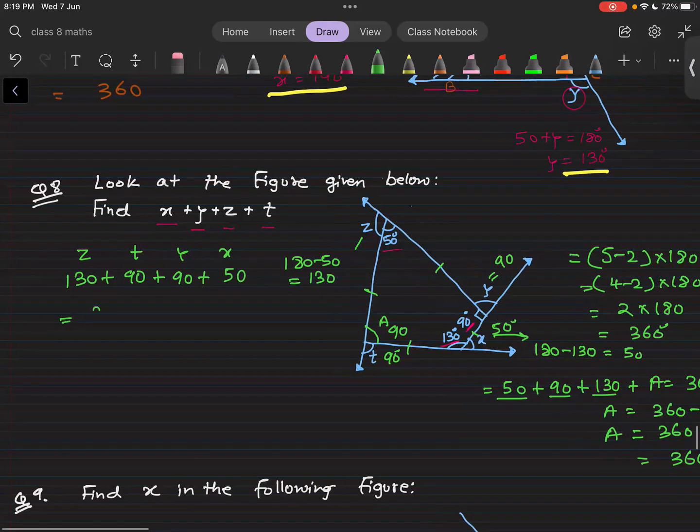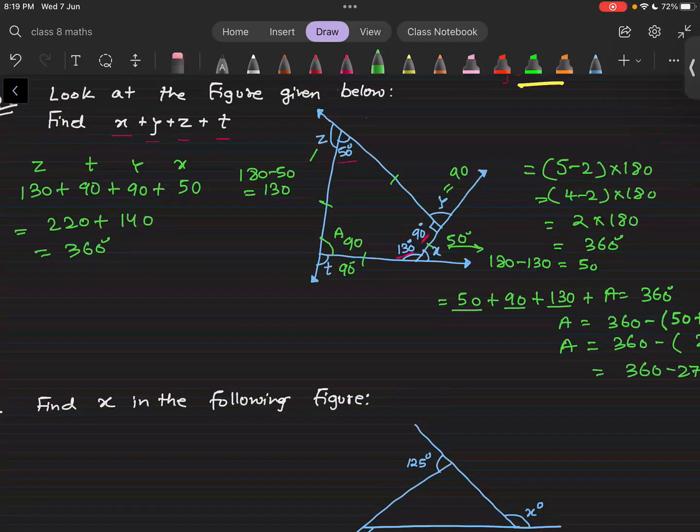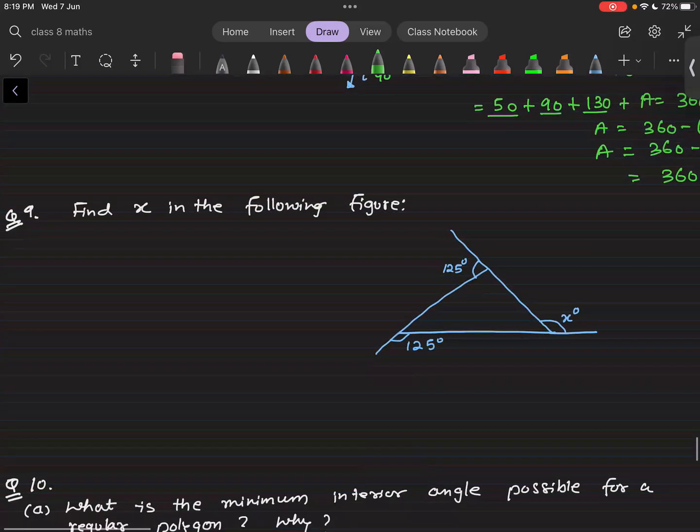So how much is this? 220 plus 140. That is 360. That is how we solve this question. Okay, no confusion in this one. Ahmed, you got the answer? Okay. Yes, move ahead then.